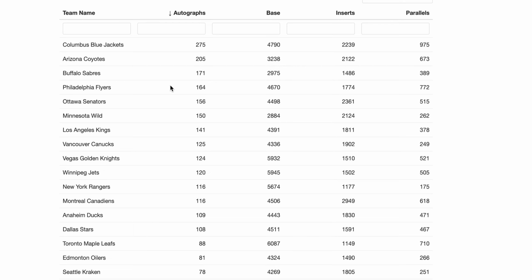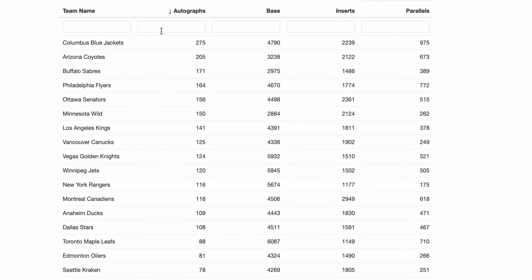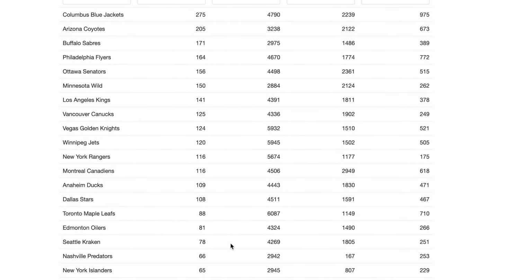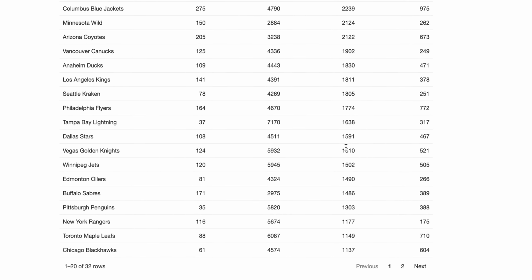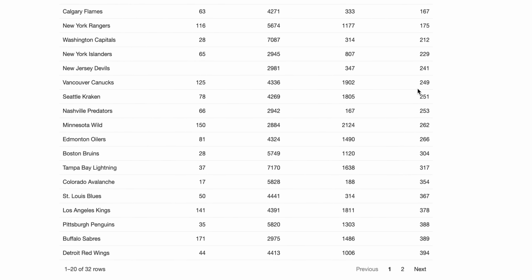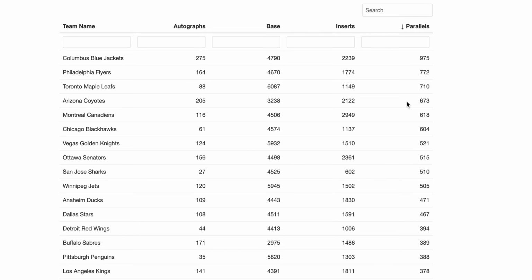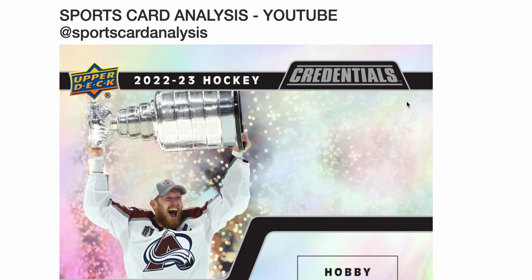But all right, so for autographs, and this is for the 200 cases, this is just a breakdown by card type. I got 275 Blue Jackets, 205 Coyotes, and then you can kind of read the rest. I'll bring this up a little so you can see the rest of them. There they are. Now for inserts, if you're interested in those inserts, there's the top 20 teams for inserts, and parallels, there's the top 20 for parallels. Oh, no, that's the bottom 20. There's the top 20. Boom. That's it. That's 2022-23 Credentials Hockey.